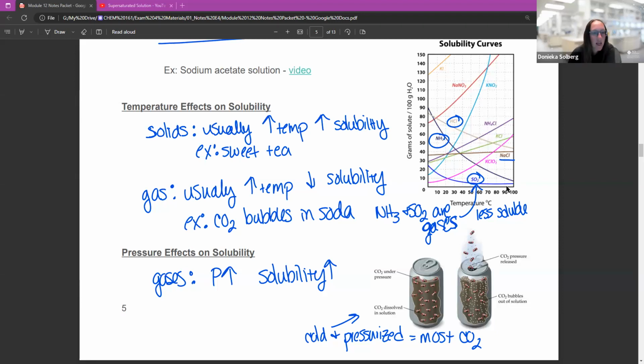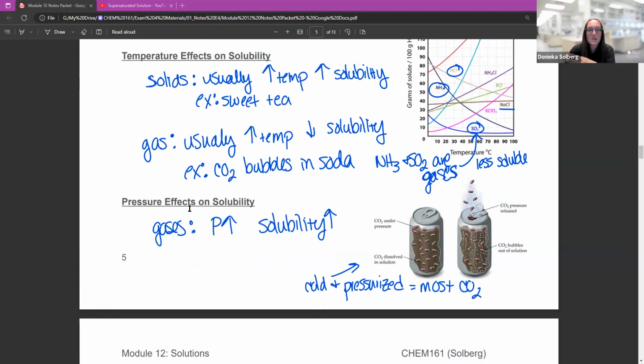Pressure, on the other hand, doesn't affect solids and their solubility, but it does affect gases, because gases are compressible. So again, think of a can of soda. If I've got a can of soda closed, it is pressurized, and a lot of that CO2 is going to be dissolved in the liquid. If you open it and release that pressure, you'll notice a bunch of the CO2 bubbles are going to come out. So under pressure, gases are more soluble. If you increase the pressure, you increase the solubility.